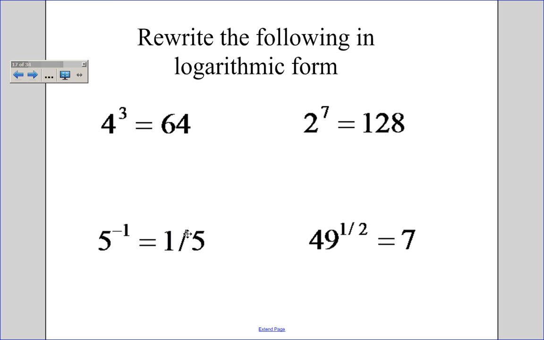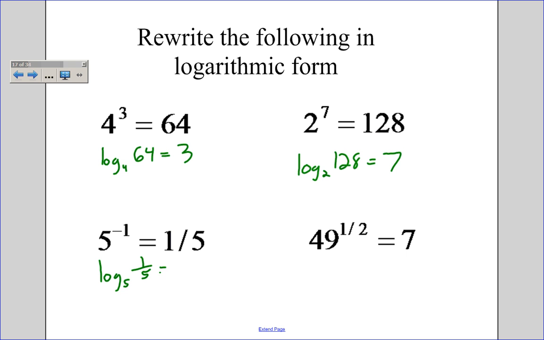Now we can rewrite any exponential expression in logarithmic form. We can say log base 4 of 64 is equal to our exponent, which is 3. Log base 2 of our value over here is going to be our exponent, which is 7. Or log base 5 of 1/5 is negative 1. Or log base 49 of 7 is equal to 1/2. So this is how we write it in logarithmic form.